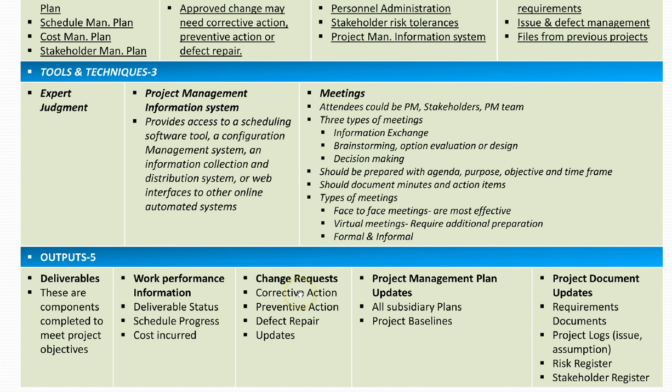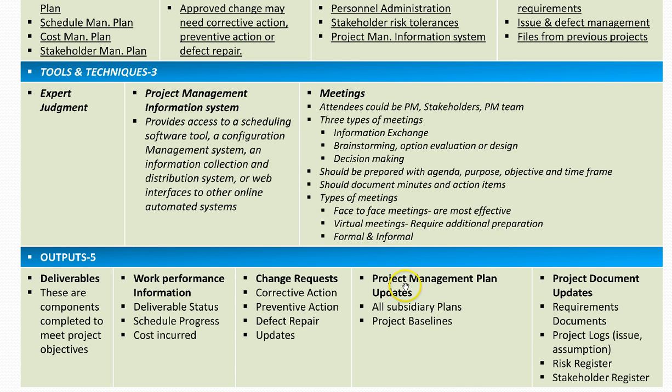Now we have change requests as the third output. So what are we going to do with the change request? Are we going to have a corrective action? Are we going to have a preventive action for the change request? Or are we going to repair the defect? Once any of the change requests are acted on, then we have to update our project documents, and these documents could be the project management plan, could be the subsidiary plans that are associated.